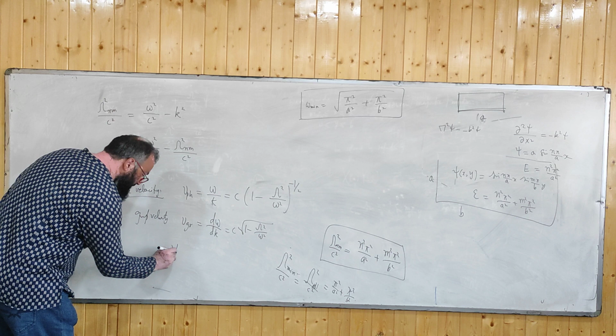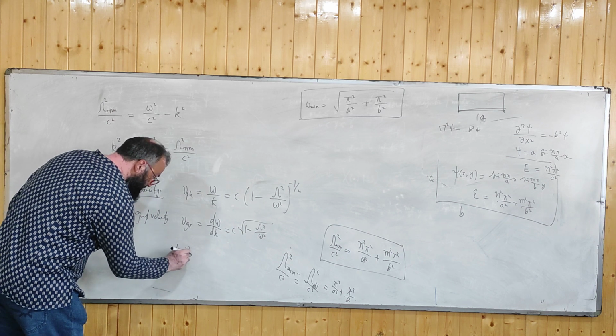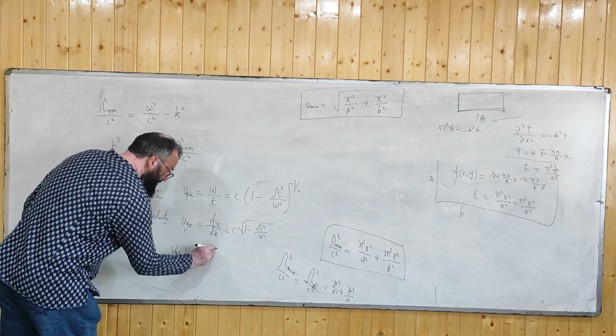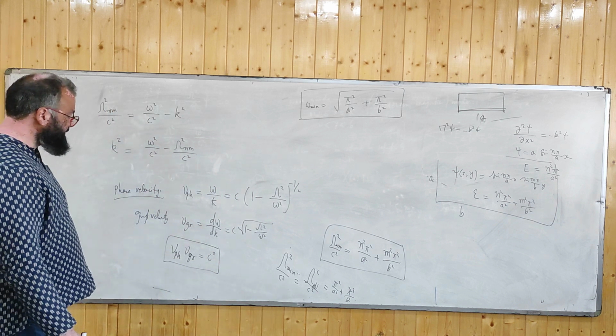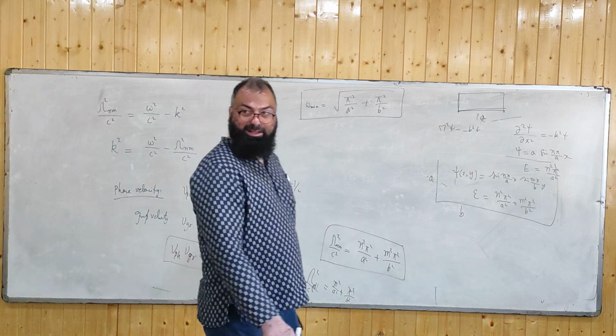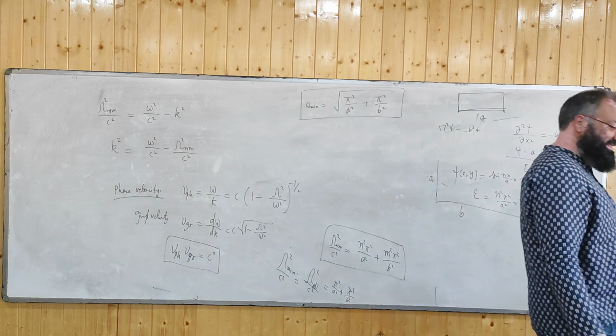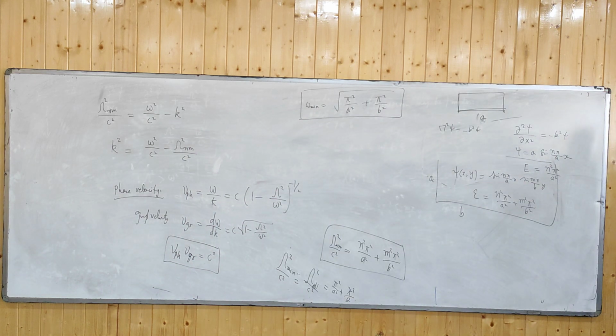So what is now the product of V phase and V group? It is equal to c square. It has to be, dimensionally it is correct. So how much time is remaining?